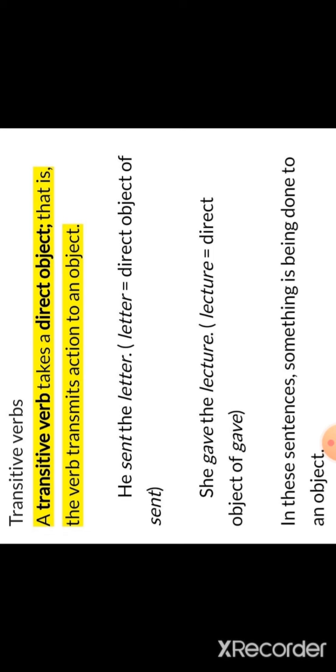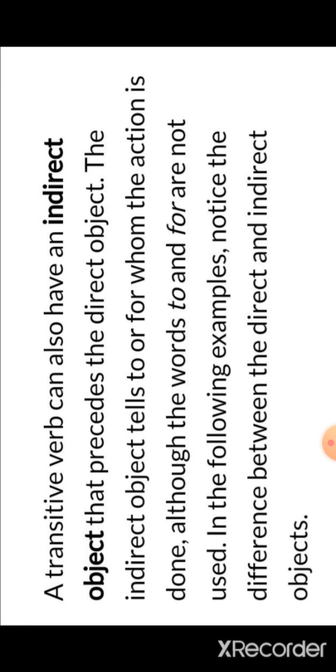Now the letter is the direct object here because sent is the action that is taken by the object letter. What to send? Letter. She gave the lecture. What she gave? Lecture. So in these sentences something is being done to an object. A transitive verb can also have an indirect object that precedes the direct object. So the indirect object is always present before the direct object.